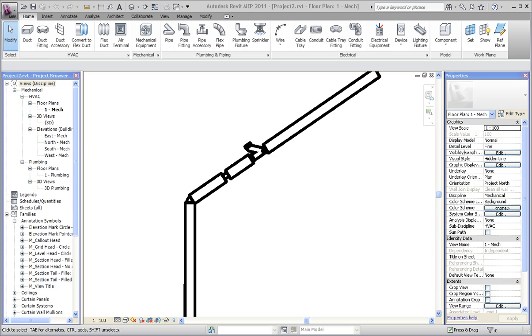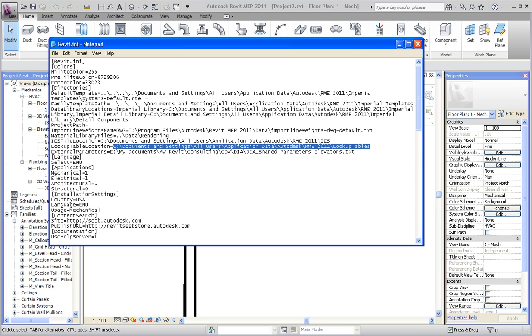When you're dealing with Revit's lookup tables, when it's installed there's a location. In my case it's lookup table location C, documents and settings, so this would be the default location. I'm using XP still, haven't upgraded to 7, slacker that I am. So these locations might be subtly different depending on which operating system you're using. So fundamentally, that's where Revit's looking for this information.